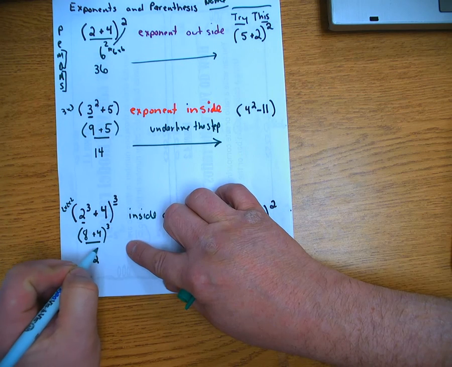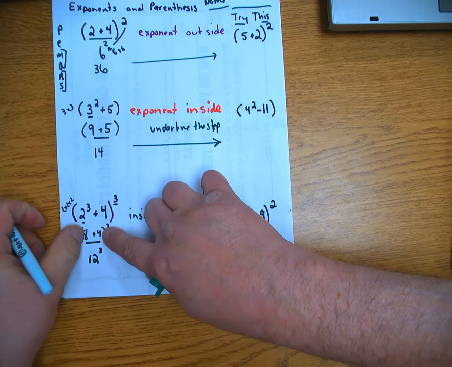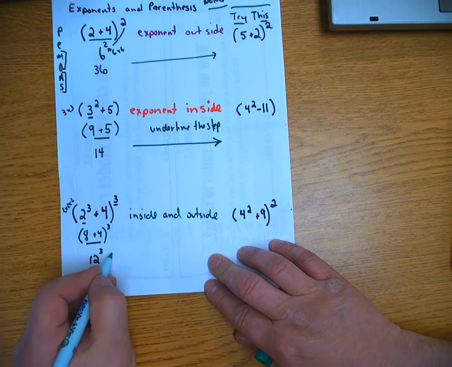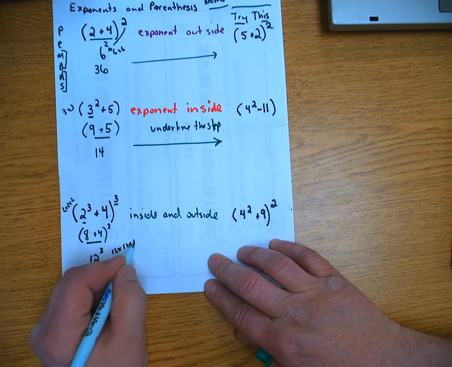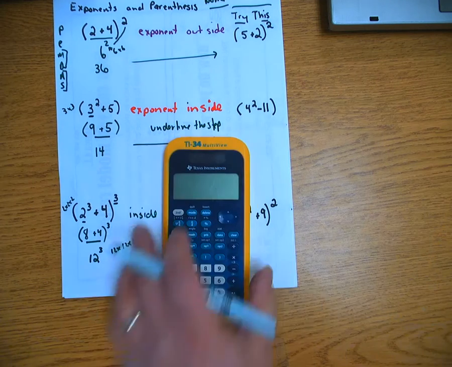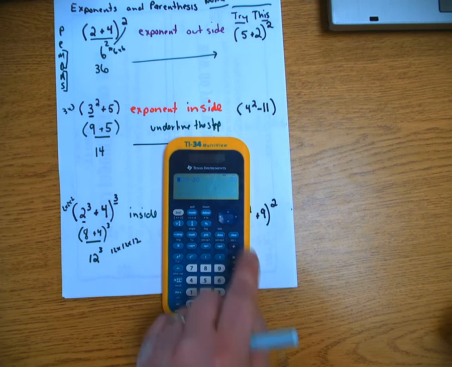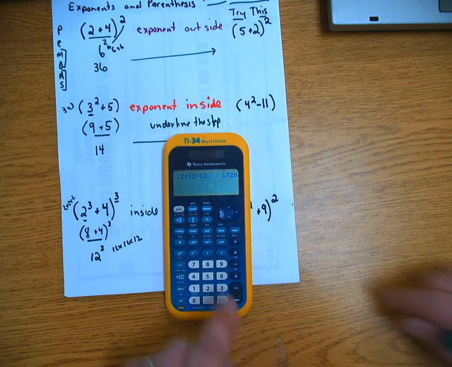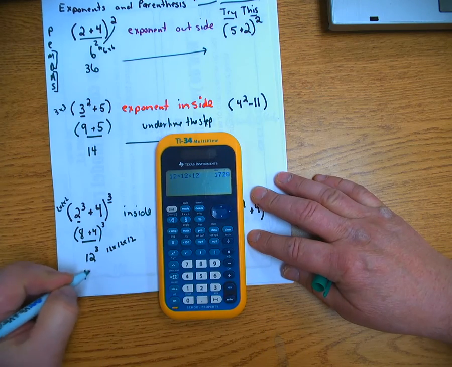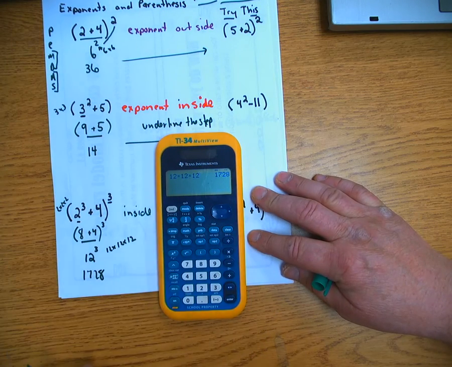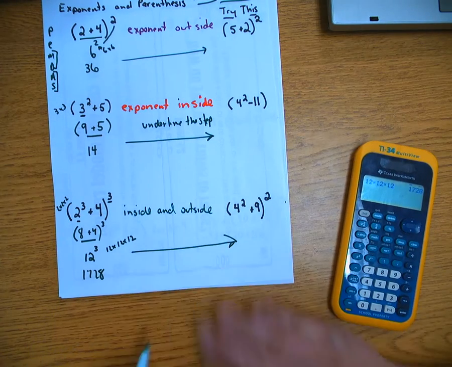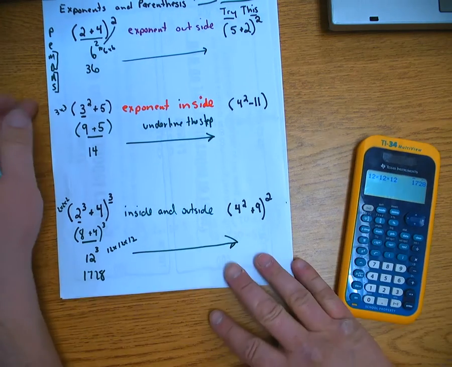Now I can bring this down to the third power. I've completed everything in there, and now it's to the third power. So this means 12 times 12 times 12. Well, I'm pretty smart, but I'm no genius. So I'm going to take my calculator, and I'm just going to go 12 times 12 times 12. And that comes out to 1,728. So I'm all finished. So now you try this one, okay, on your paper.